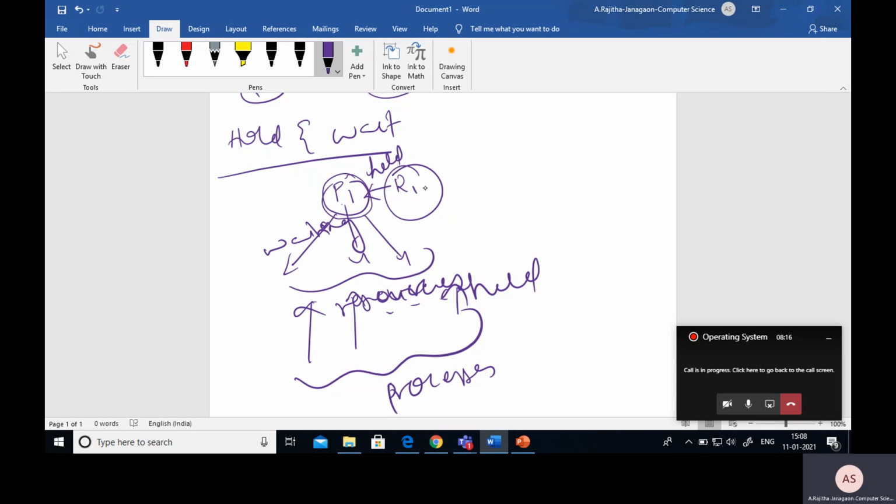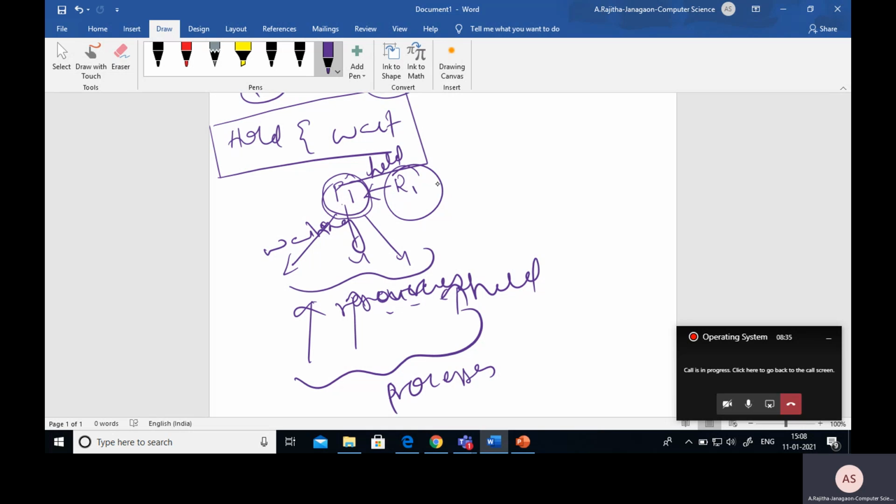So this process P1 holds one resource, and P1 is waiting for all the resources which are held by some other processes. This is called the hold and wait situation. In these cases also deadlock occurs. That means the process never finishes.